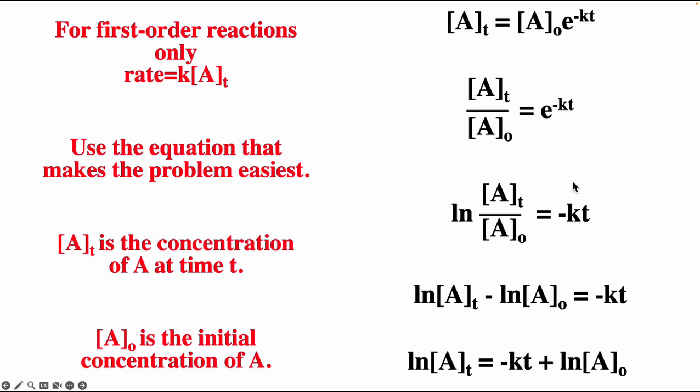If we're looking for how long it takes to get to a certain concentration, we'd use this one. And again, this one shows us that natural log as a function of time gives us a straight line with a slope of minus k.